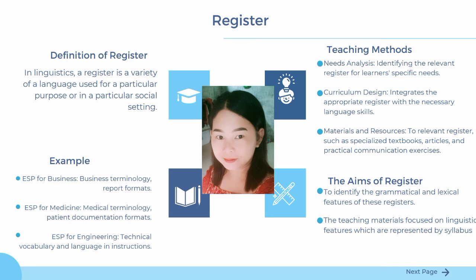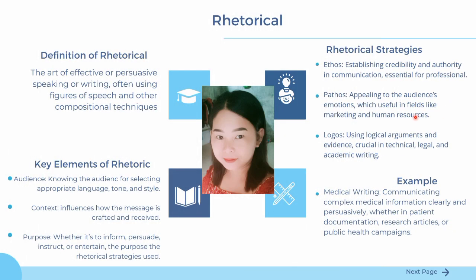So the aim of register is to identify the grammatical and lexical features of this register. And the teaching materials focus on linguistic features which are represented by the syllabus. Now we turn to rhetoric. Definition of rhetoric: the art of effective or persuasive speaking or writing, often using figures of speech and other compositional techniques.